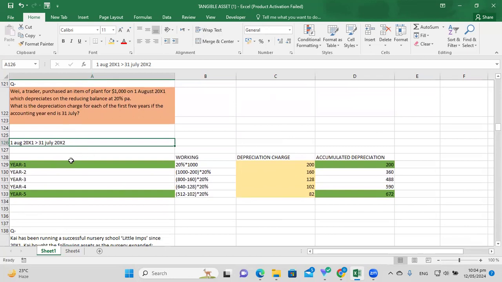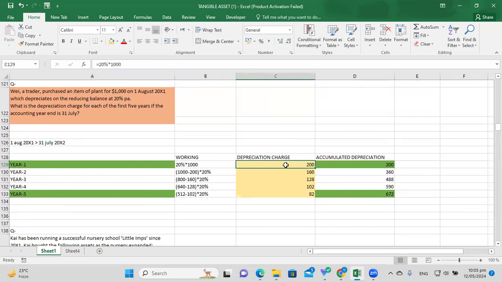Okay. So now let's have a look for the first year one. How do we calculate the depreciation using reducing balance for the first year? Now let's have a look. Okay, so we bought the asset for $1,000, and 20% is our percentage for reducing balance. We get the depreciation 200 when we multiply 20% with 1,000. We got 200 depreciation charge for the first year.